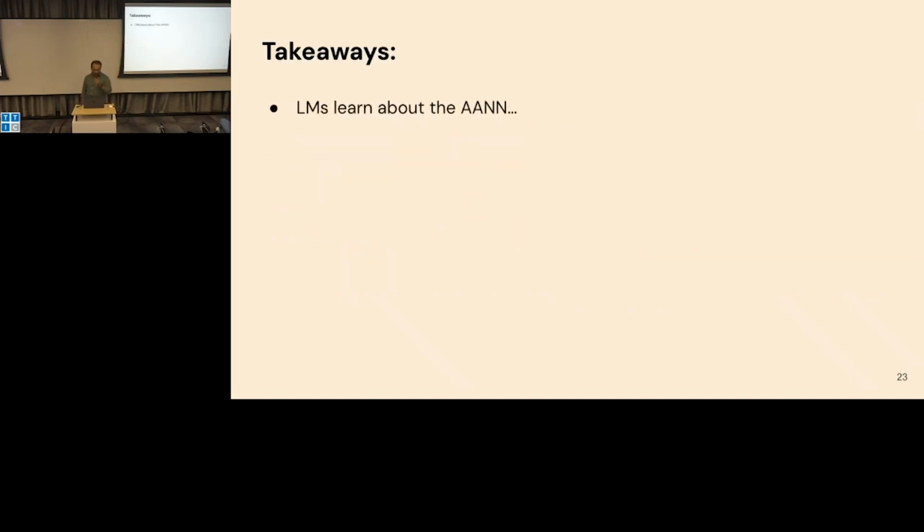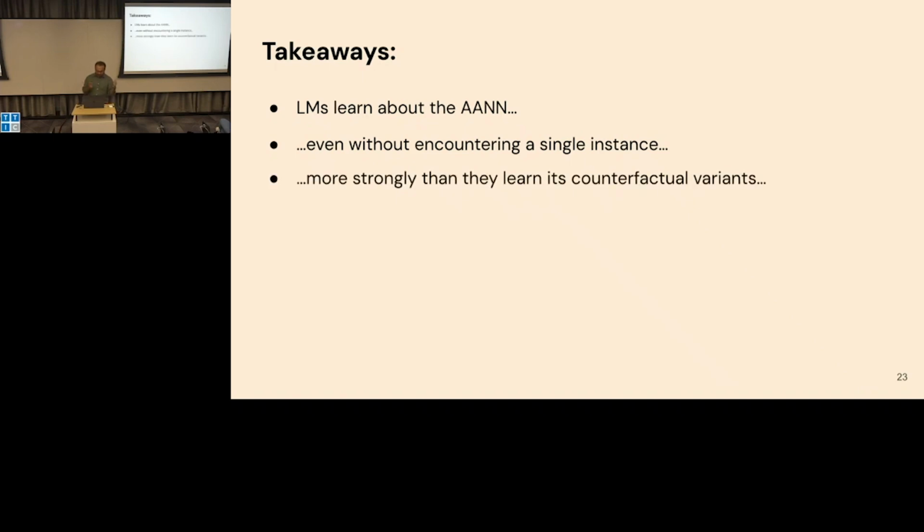So the quick takeaways from this is that language models learn about the ANN even without encountering a single instance, which we did verify with a lot of recall analysis, more strongly than they learn its counterfactual variants. In a way that extends to lexical semantic constraints.